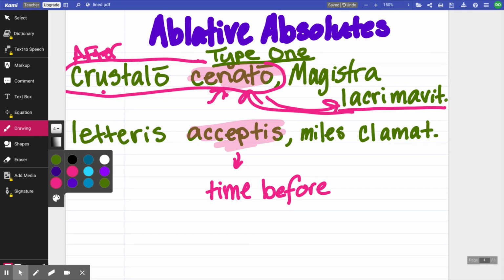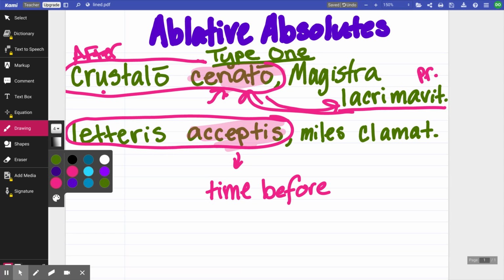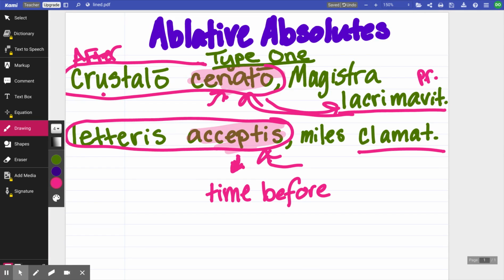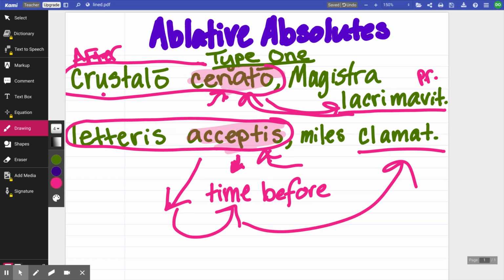And even though this is in the perfect tense, you'll see it in the present tense: with this letter having been accepted, which is a perfectly fine translation if you just want to go that route, the soldier shouts. So before the soldier shouts, we know that this letter had been accepted. So although this didn't happen in the past tense, we just know that this happened in the time before the main action of the verb. So, quick review. If your participle is in the perfect tense, it means time before the main verb. Do you have enough arrows? Good. Let's learn about type 2.